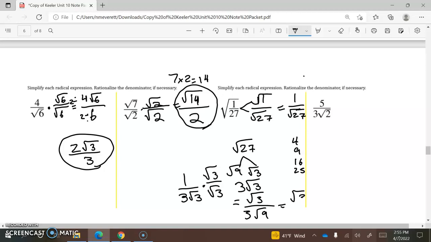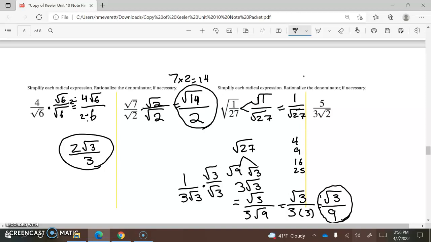So you're left with square root of 3 over 3 times 3, which is the same as square root of 3 over 9. I can't simplify out the square root of 3 anymore. The 9 doesn't have any numbers up top to simplify with. So I just leave it as square root of 3 over 9.